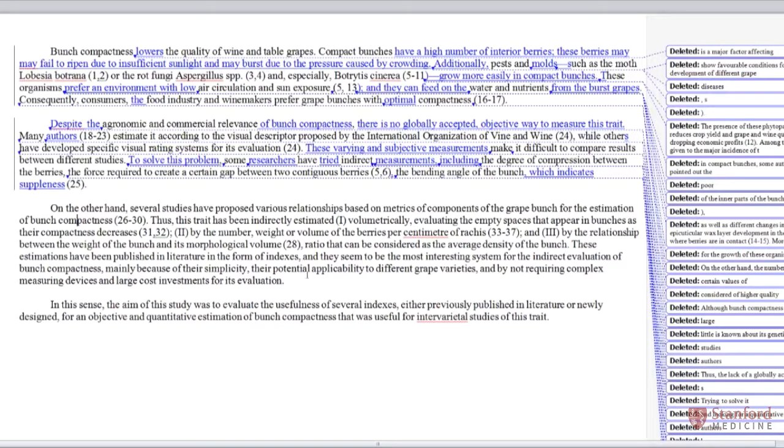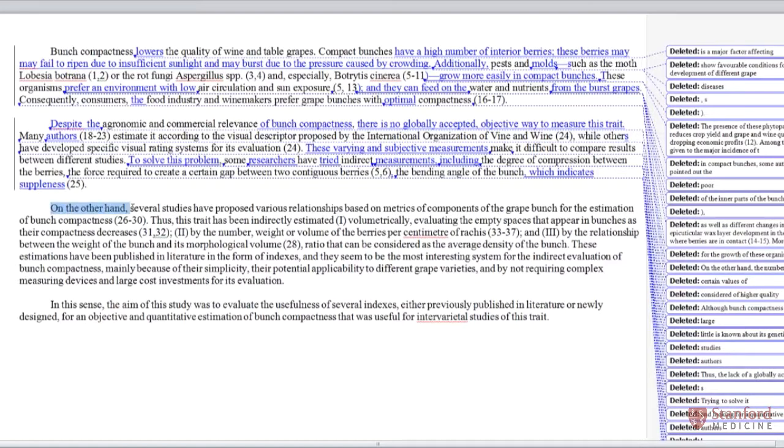And I decided, I think what's going on here is that there's a whole set of indexes which have been proposed for measuring bunch compactness, and these are all based on things that are really easy to measure, like size, volume, and number. These are things that are probably easier to measure than degree of compression and force. I don't know how you would measure forces and degrees of compression and bending angles. Those sound kind of complicated, whereas just estimating the volume or counting the grapes sounds easier. So I think what's new here in this third paragraph is that people are trying to make up these indexes based on simple measurements like size and number.